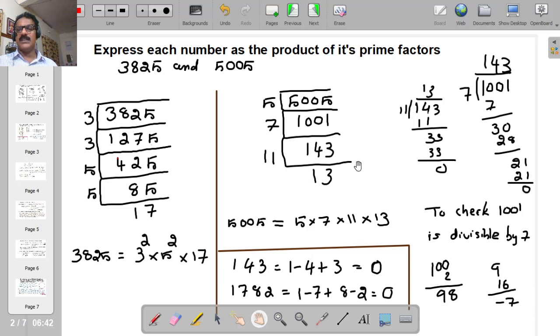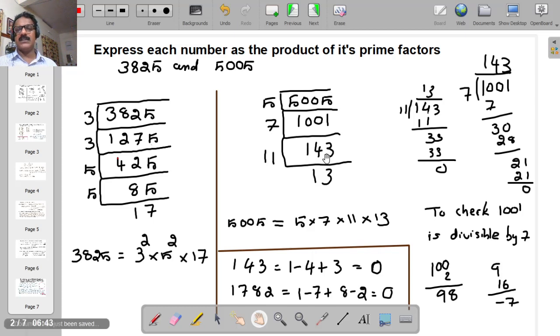Now we have to check whether 143 is divisible by 7 or not. So the procedure is remove the last digit. Here the last digit is 3. Remove the last digit and find the double of the last digit, which is 6. Then subtract double of the last digit from the remaining portion. Here the remaining portion is 14. So we have to subtract 6 from 14. 14 minus 6 is 8. 8 is a number which is not divisible by 7. So 143 is not divisible by 7.